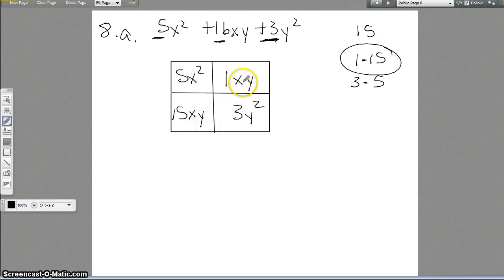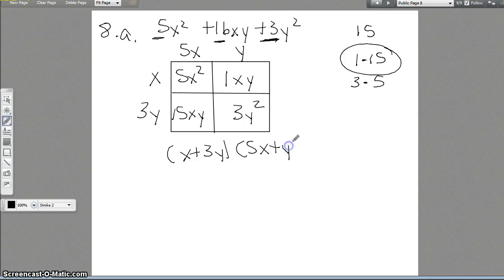So now for the first row, we find the greatest common factor, which happens to be x. For the second row, we get our greatest common factor, which is 3y. First column, greatest common factor is 5x. Second column, greatest common factor is y. So we would factor this as x plus 3y times 5x plus y.